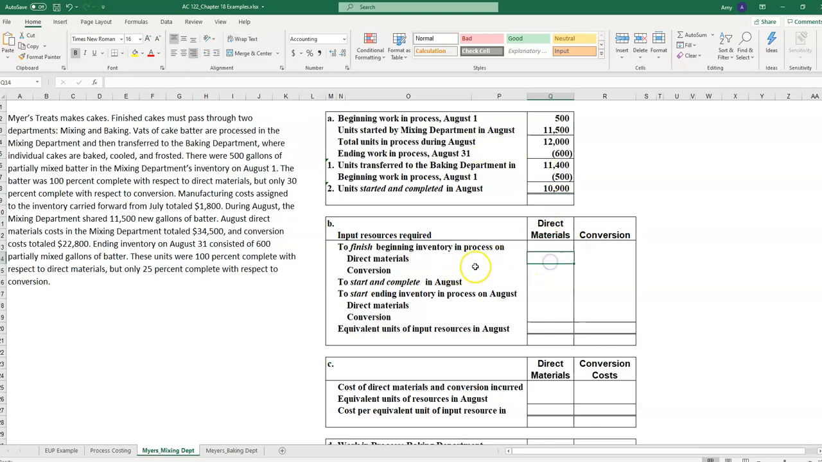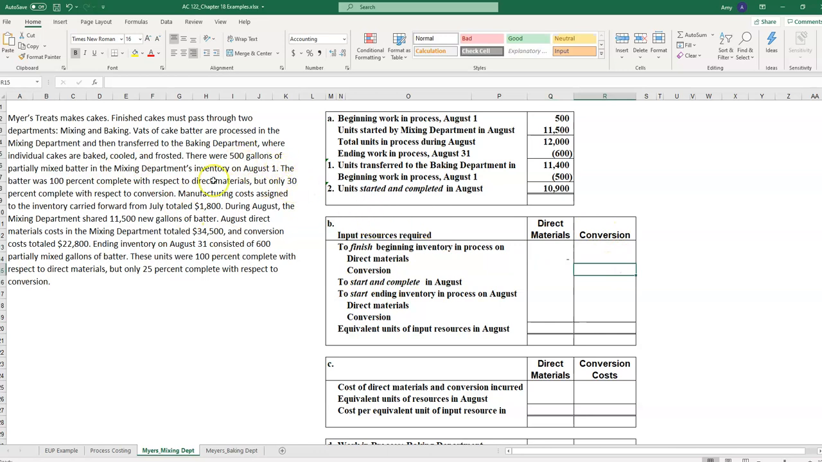So first we're going to finish those 500 units. These 500 units were 100% complete for direct materials. So when we started the month, they were 100% complete. We do not have to do any work this month to get them to 100%. They're already there. So our equivalent units in the direct materials is 0 for beginning inventory.